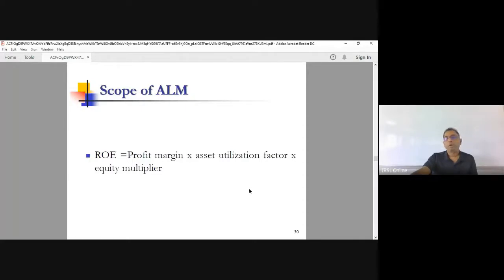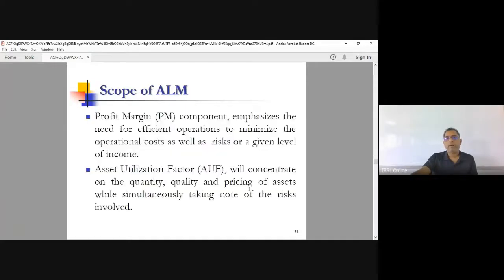Okay, so now we are trying to understand why ROE is important from an ALM perspective. Why is it important? Remember, we spoke of NII, net interest margin. Basically, NII is to see whether you have deployed your funds in the most optimum way, deposits against assets.